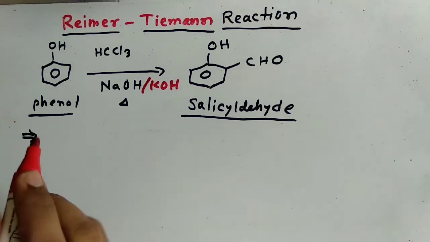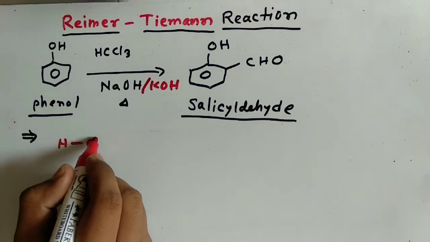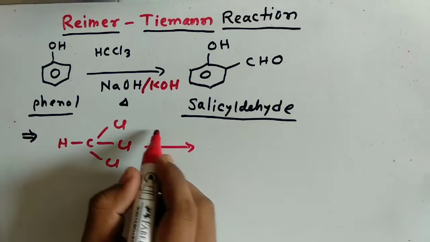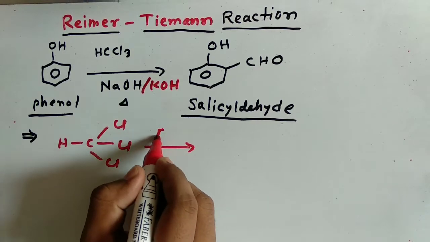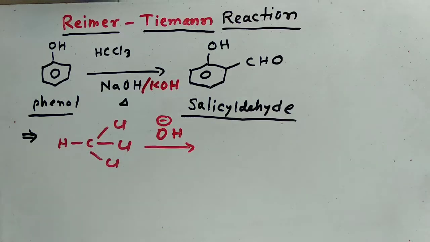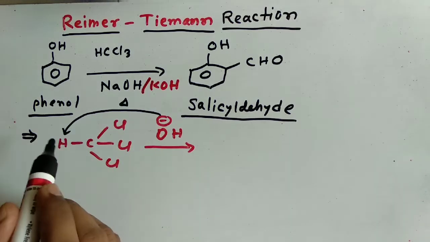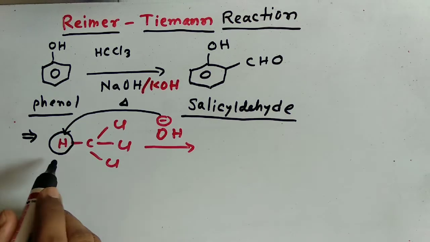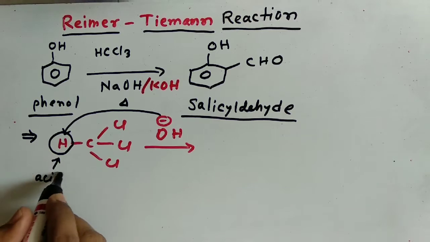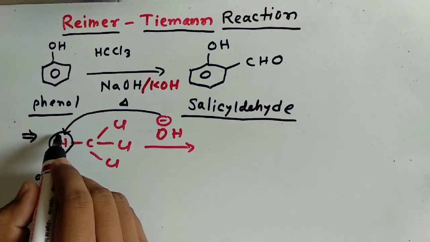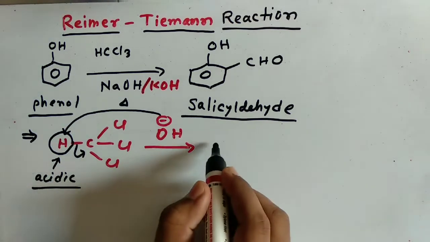Reimer-Tiemann reaction. So here this is chloroform. When it is treated with a base, NaOH or KOH, which is the source of OH minus, a strong base, this negative charge will take this proton. Why? Because when a proton is abstracted, that proton should be acidic, and here this proton is acidic. I am showing you why it's acidic. So after taking this proton by the base, what product will be obtained?